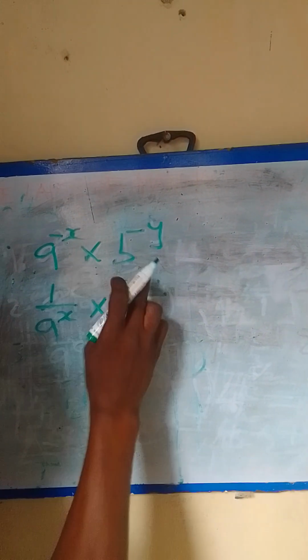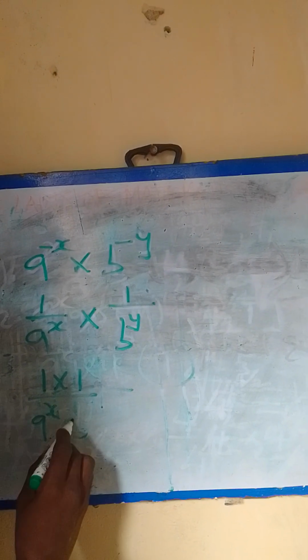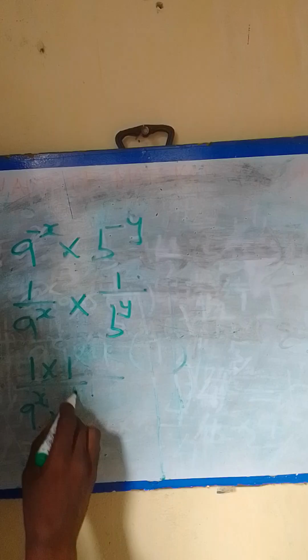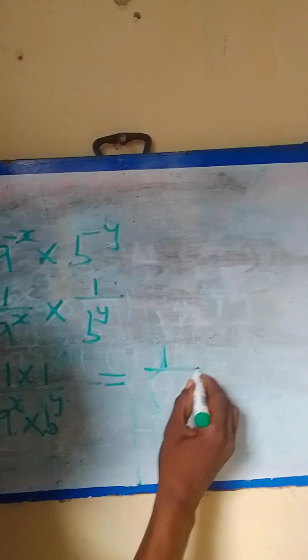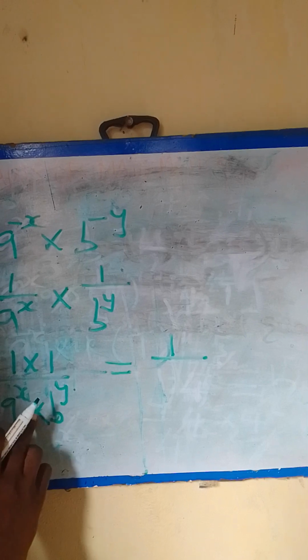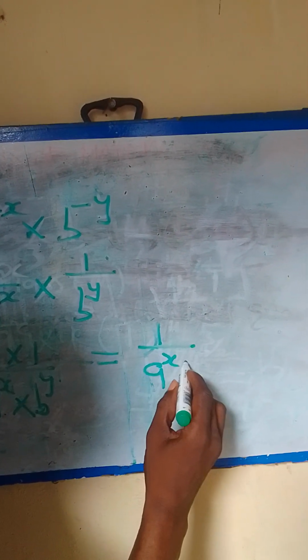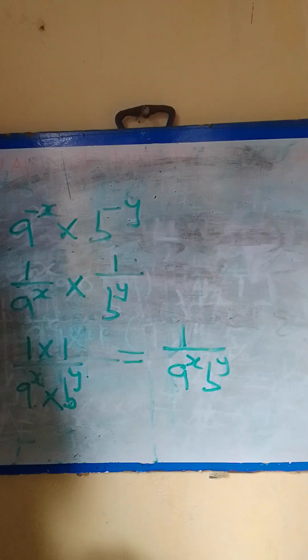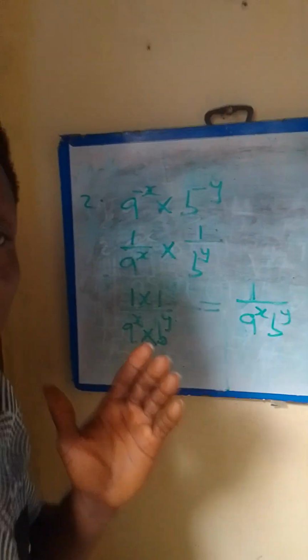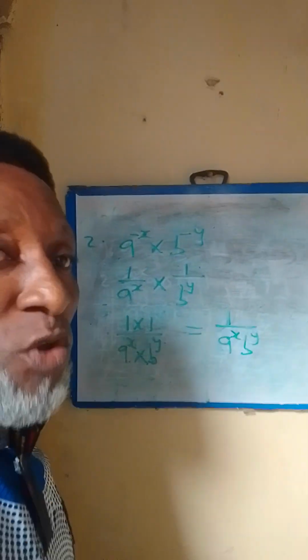So this means 1 times 1 times 1 all over a raised to power x times b raised to power y. So now 1 times 1 is 1 all over a raised to power x times b raised to power y, which is the same thing as saying a^x times b^y. So take note of this, because we are going to make good use of it when we are solving problems in mathematics. So let us look at the third point I want you to take note of.